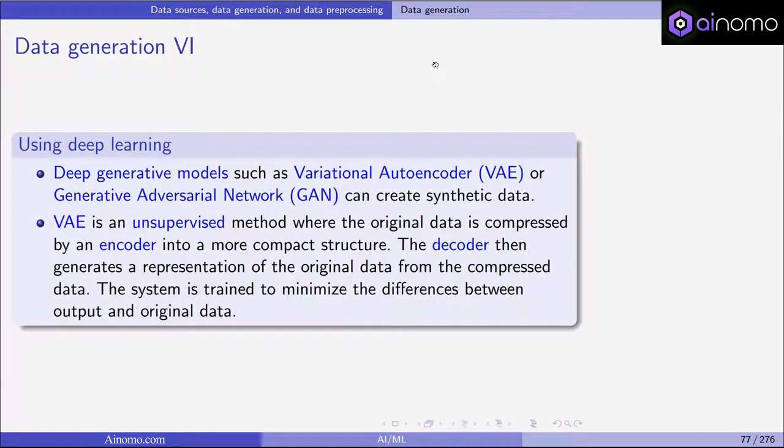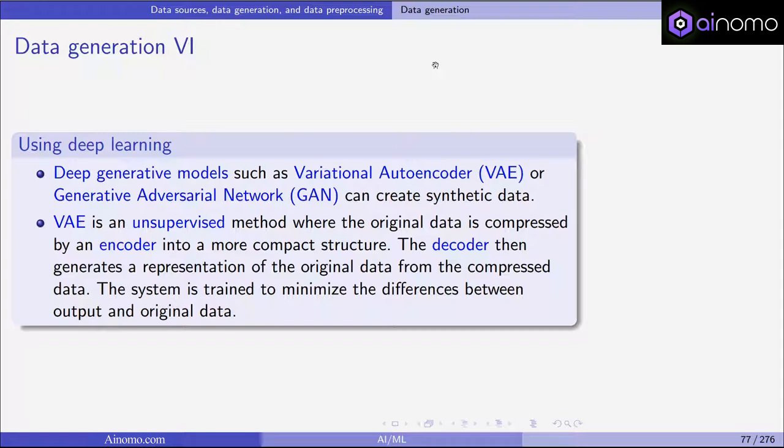And as a third method, we have deep learning. We'll later in this lecture see different methods from deep learning. I only want to mention 2 of these here. Deep generative models, such as variational autoencoder, VAE, or generative adversarial network, GAN.